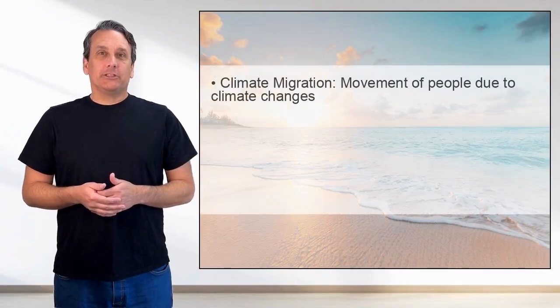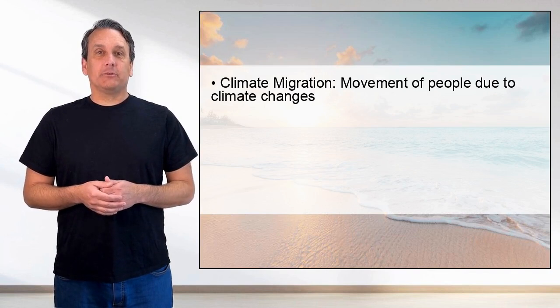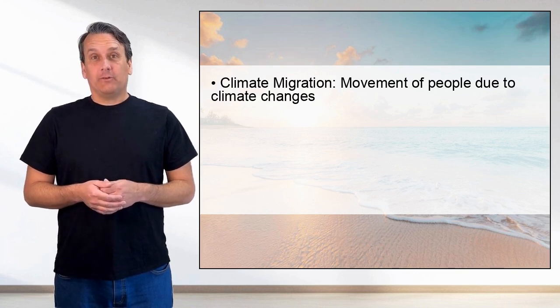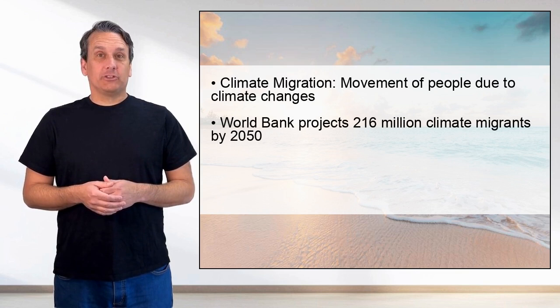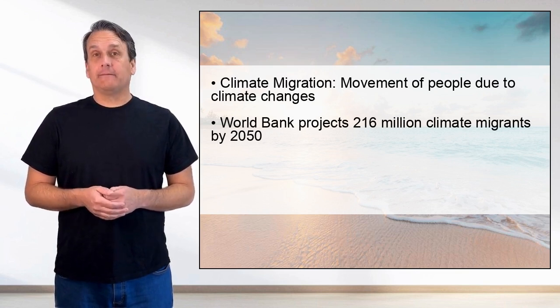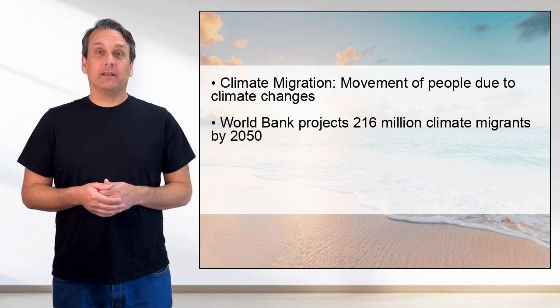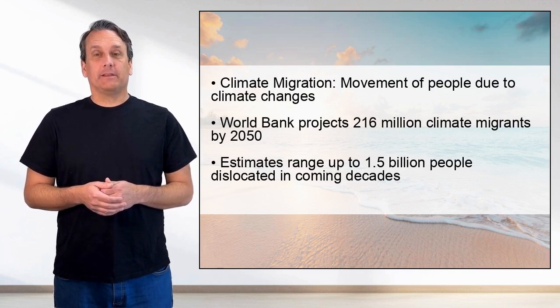Climate migration refers to the movement of people caused by changes in the climate, such as rising sea levels, more frequent and severe weather events, and long-term shifts in temperature and precipitation patterns. A 2021 World Bank report projects that climate change could force internal migration for up to 216 million people by 2050. Other estimates range even higher, with projections of 1.2 billion to 1.5 billion people being dislocated in the next few decades.